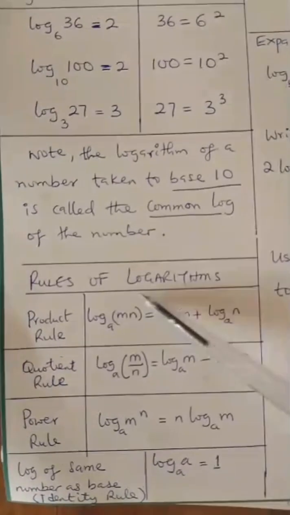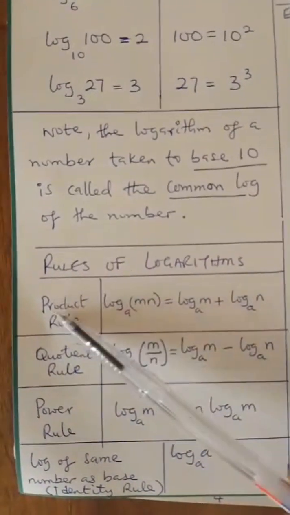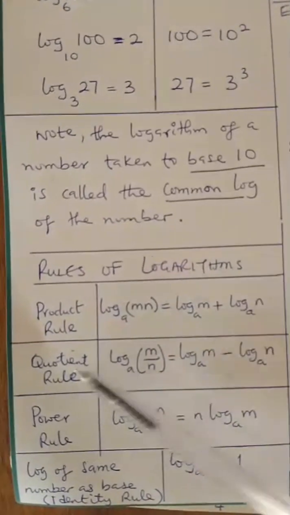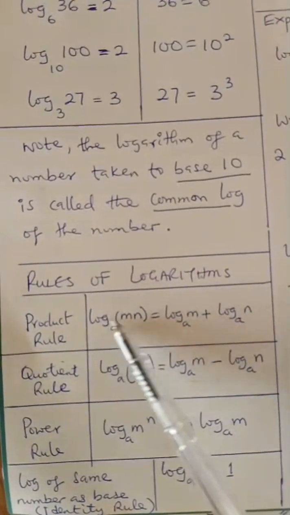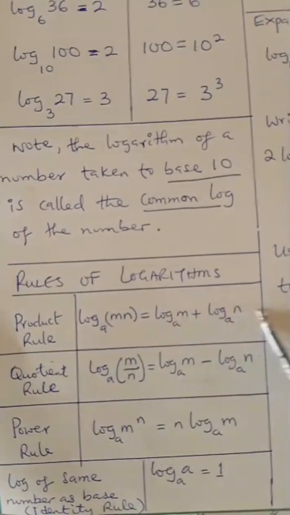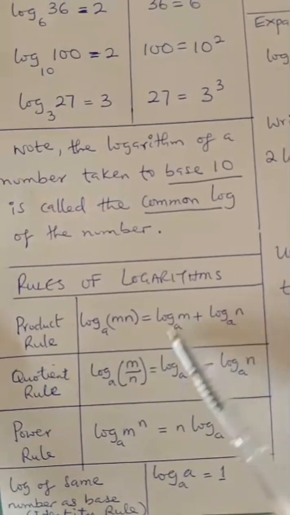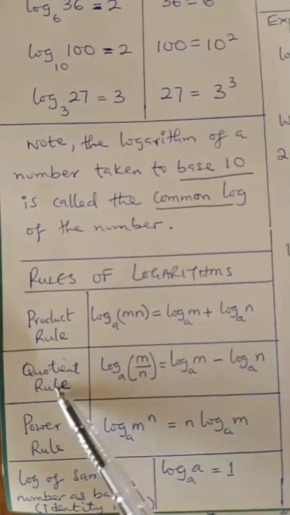So let's look at the rules. There are several rules that it will be helpful for us to memorize. So, the rules of logarithms. We have the product rule. If you have the logarithm of m times n to the base of a, it can be expanded like this: log mn to the base of a is basically log m to base a plus log n to base a.